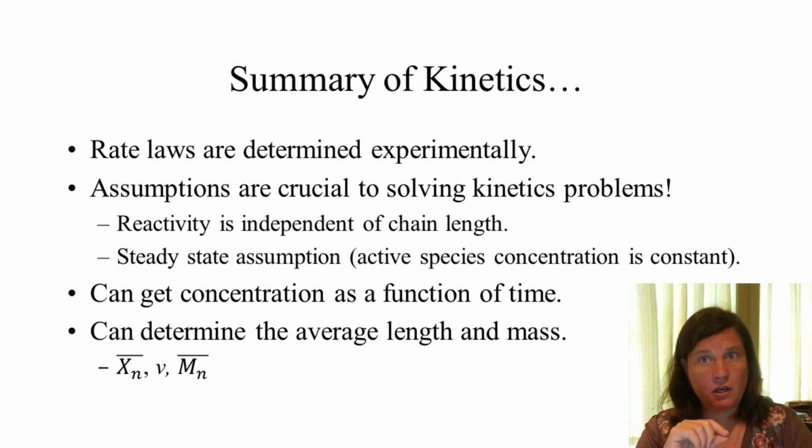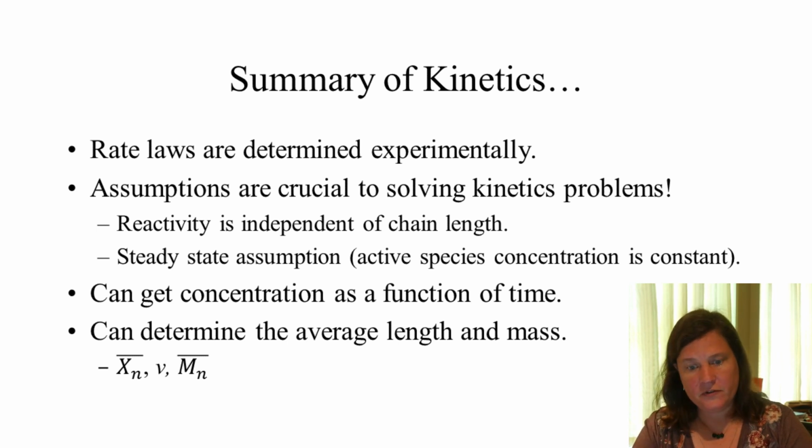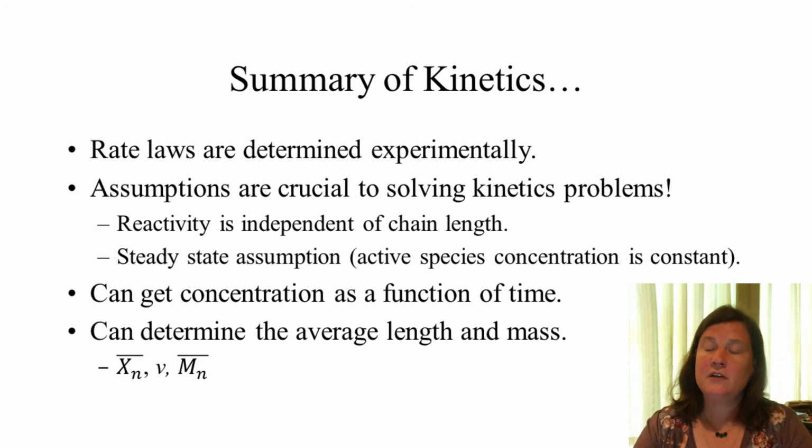That is only for chain growth, and the steady state assumption says that when we form an active site, we kill an active site, so that the concentration of the active site is at steady state. That means its concentration doesn't change with time. That means Ri equals Rt. And that is true for free radical, anionic, and cationic polymerizations. We can use kinetics to get concentration as a function of time, or extent of reaction as a function of time, and we can determine the average length and mass of our chains that are being formed. So we can do a lot with polymerization kinetics.